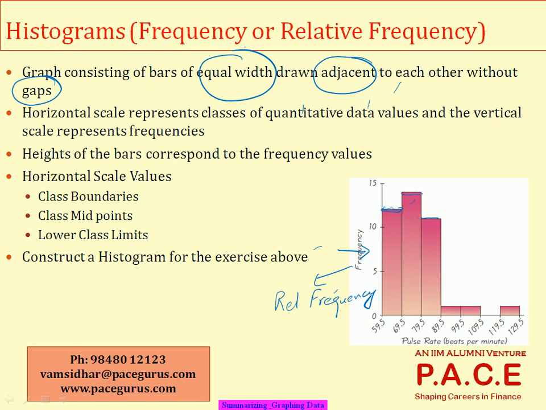we talk about the various data values. In the data values, people will talk about either the class boundaries, as we are seeing here, the lower part of the class boundaries, or class midpoints, or even the lower class limits. Any of these can be taken up. And on the y-axis, definitely it's a frequency or a relative frequency.